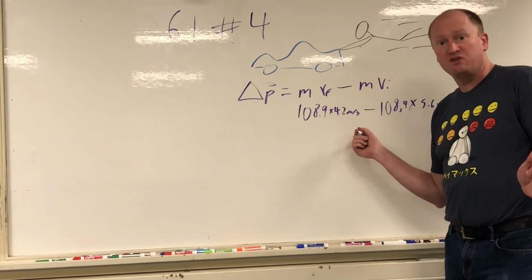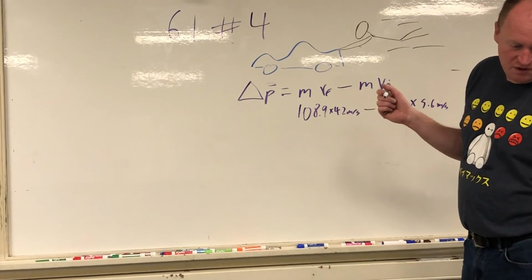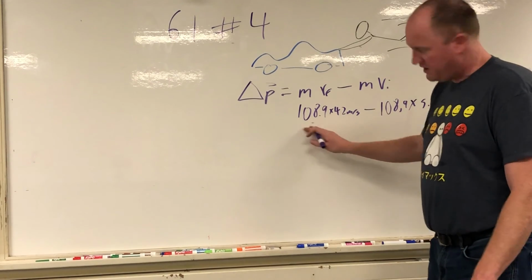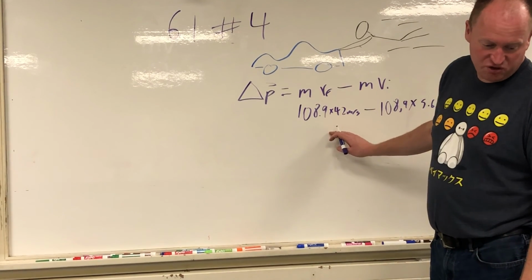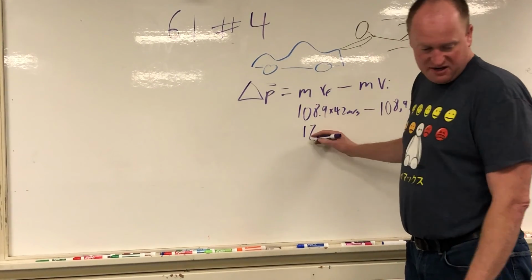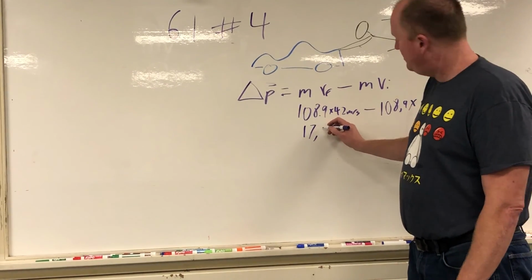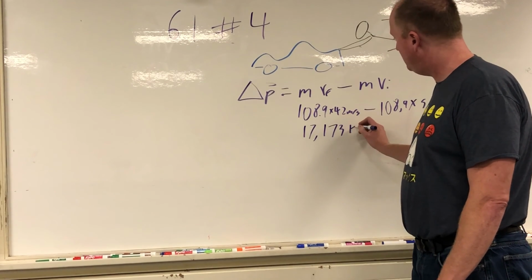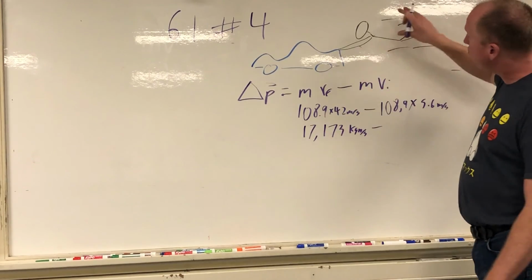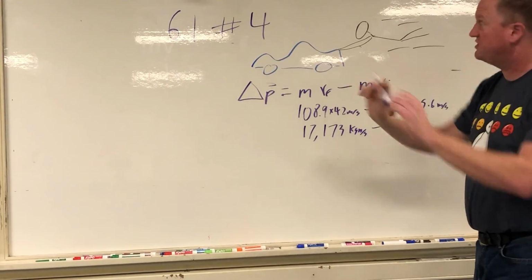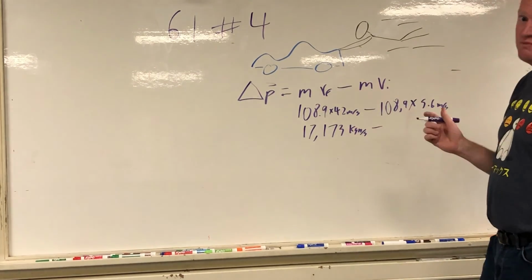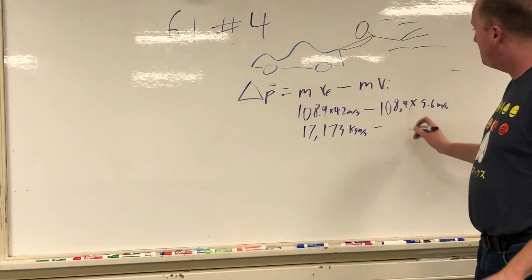So, talk is cheap. Let's do some math here, okay? When I multiply these together, I got 17,173 kilogram meters per second. That's what my momentum is when I'm holding on to the car for dear life. It doesn't include the car, it's just me. Obviously my car is a lot more. My car is more massive, even at the same speed, it's got more momentum.